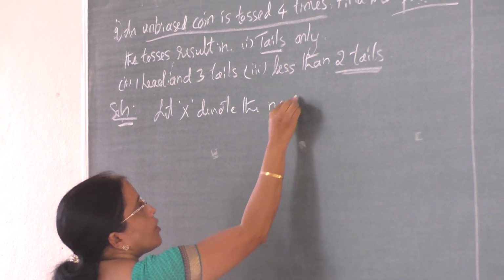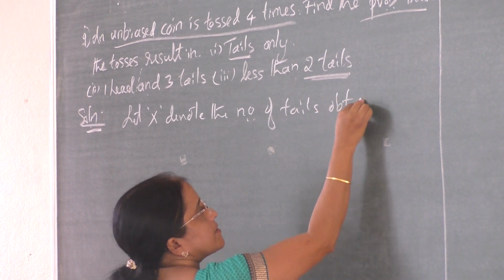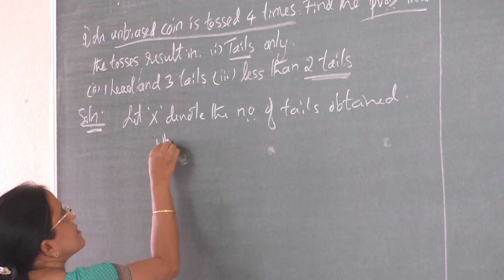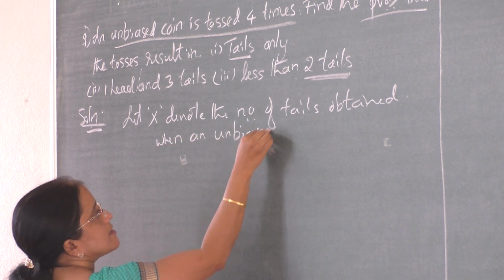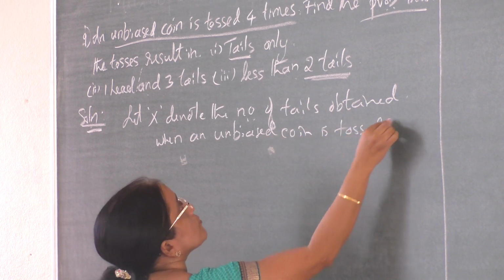So here first we can define the random variable as: let X denote the number of tails obtained when an unbiased coin is tossed 4 times.